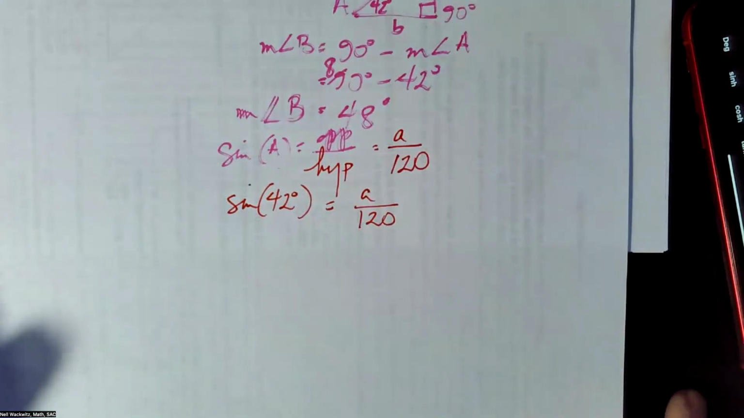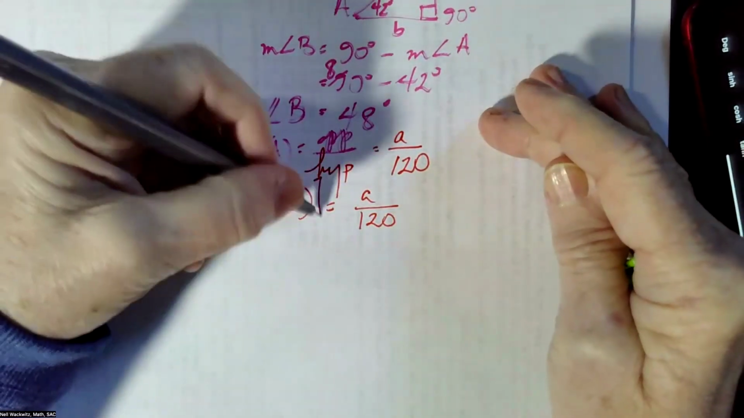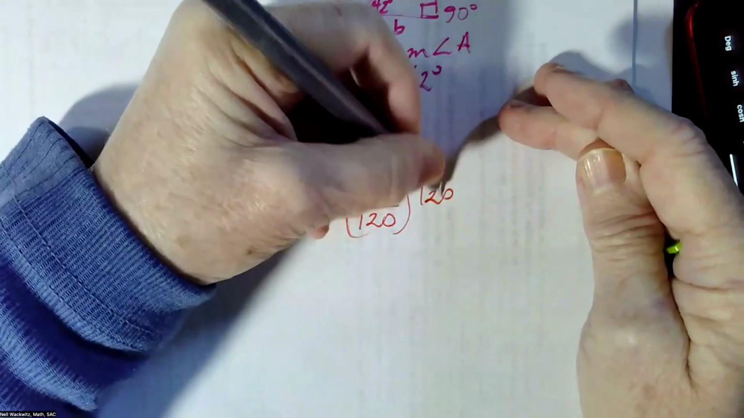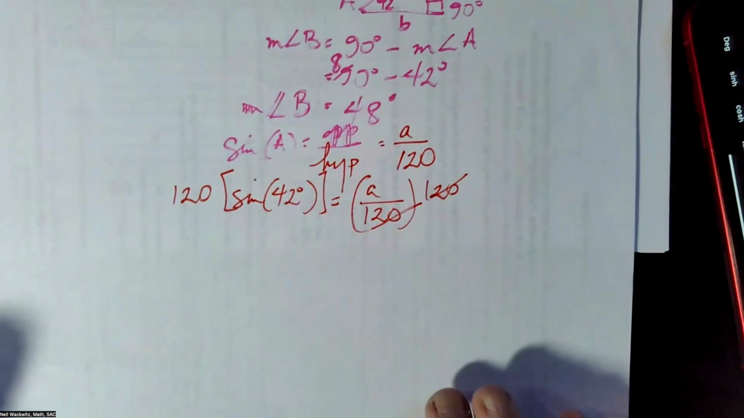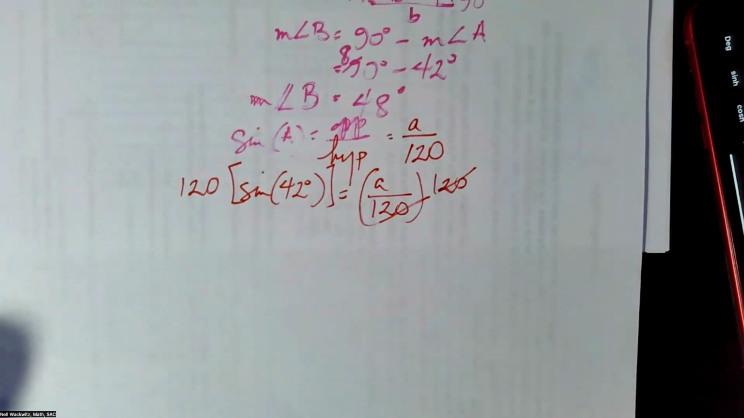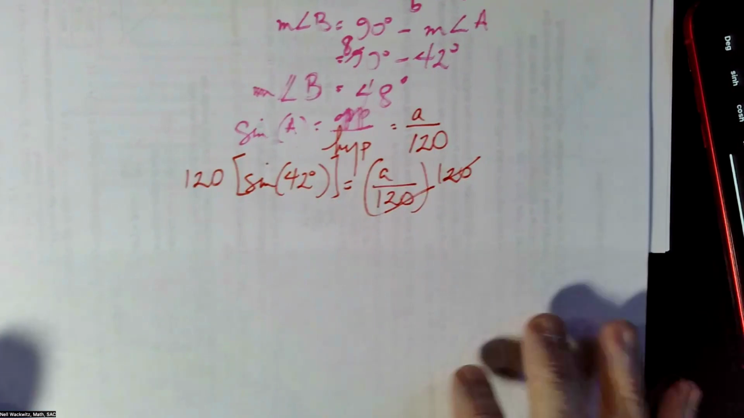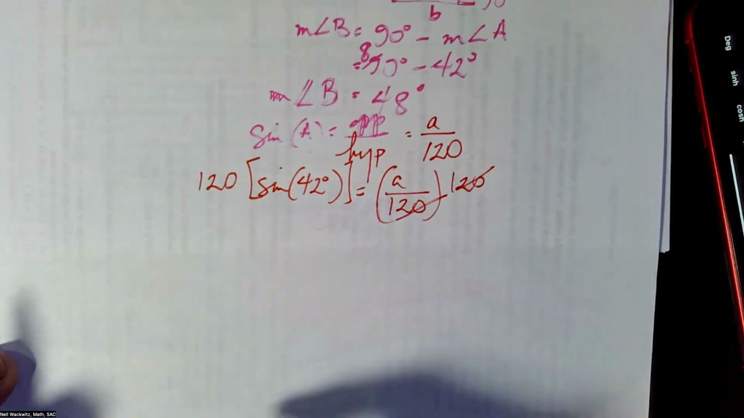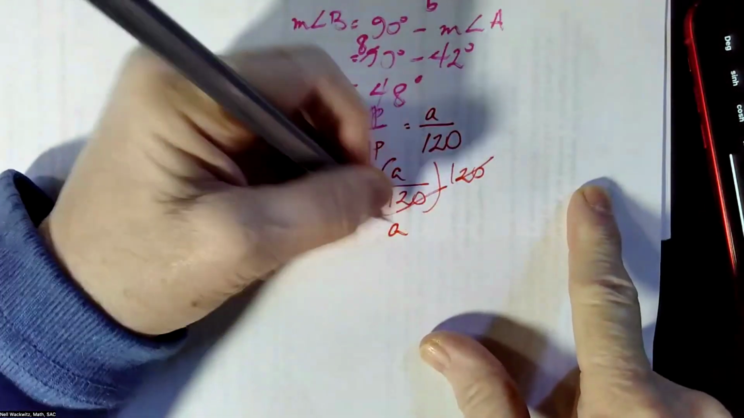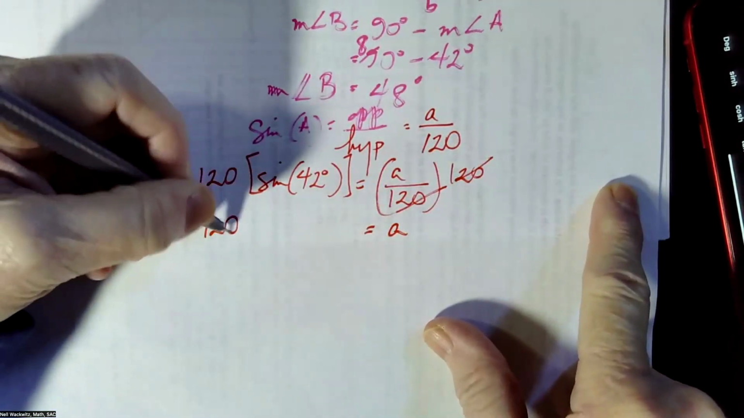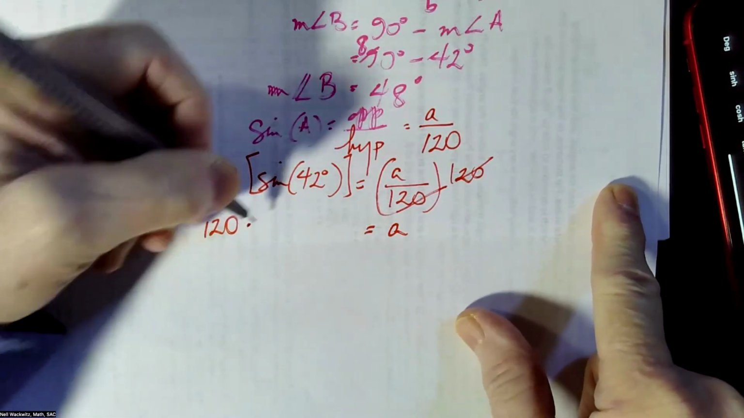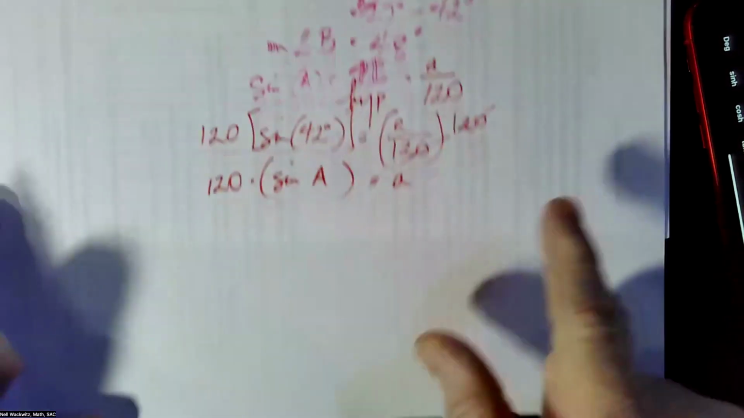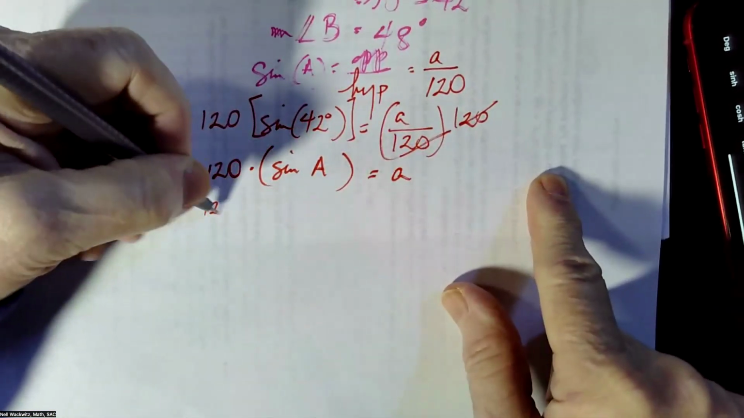I can multiply both sides by 120 to get little a alone. And it's really helpful to do as much math as you can before you start plugging in big numbers like the sine of 42. So we get that little a is equal to 120 times the sine of angle A.